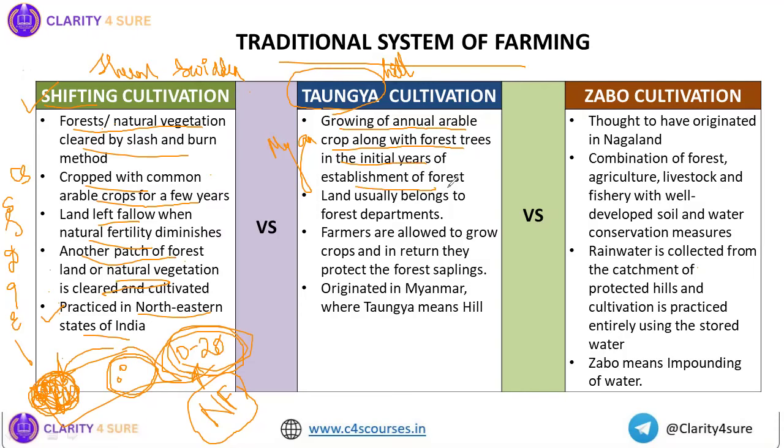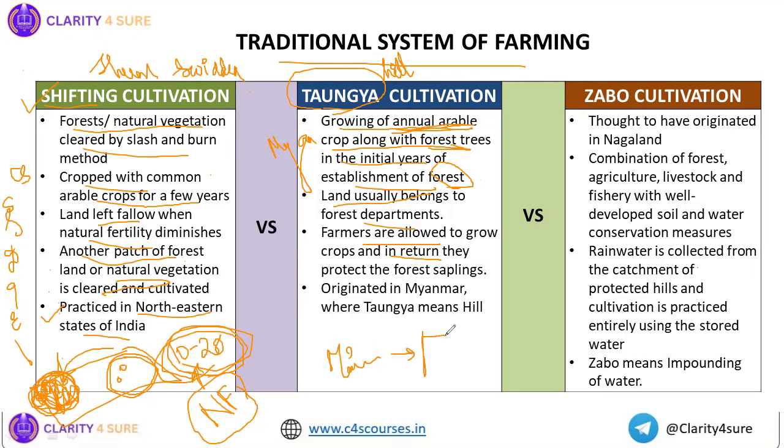Okay, so here the main thing is what? Forest establishment. The main agenda is forest establishment, and in the initial years of this establishment of forest, what is done? These annual arable crops are planted along with the forestries. Land usually belongs to the forest department. Farmers are allowed to grow crops, and in return they protect the forest saplings. As I told you, the main aim is what? It is the forest establishment.